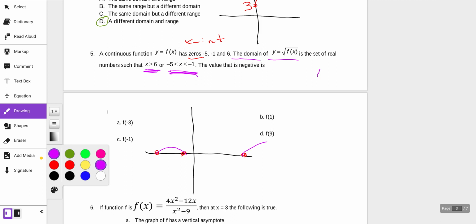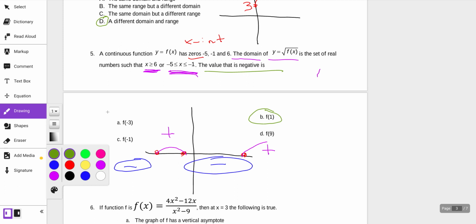Right? So the original function was positive here and positive here. Where the function doesn't exist means that the original function was negative. So anywhere in here, the original function was negative. Anywhere over here, the original function must have been negative. They asked you the value that is negative. The answer would be f(1). f(1) must have been negative. The reason I know it's negative is because it doesn't exist when I root f(x).